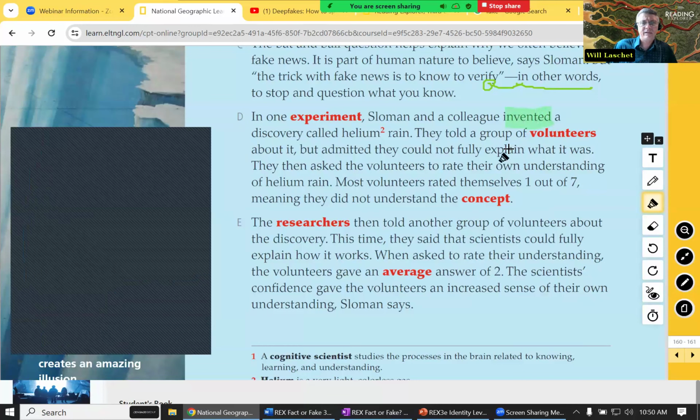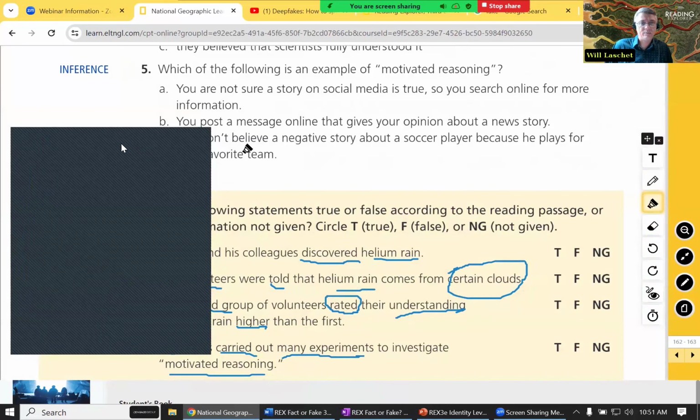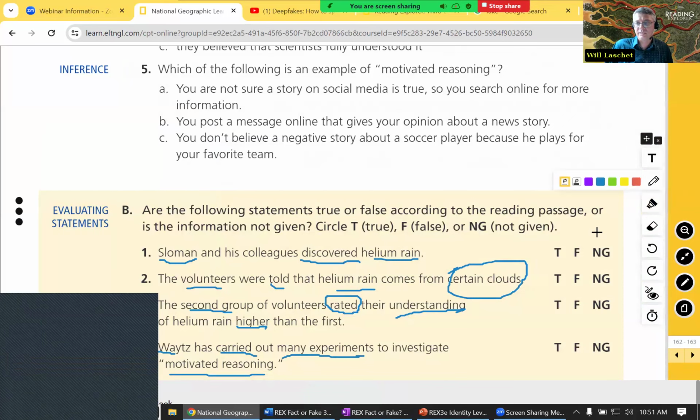So is it true? Discovery is there, right? But it's this word here, invented, which is telling us that it's not true, because invent means to make up. It means it's not real. So if we go back over here, we can say that this one is definitely going to be false. They didn't discover it. It was invented. So let's put it as false.